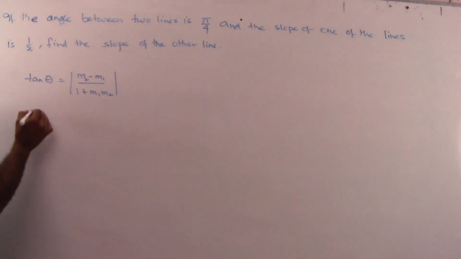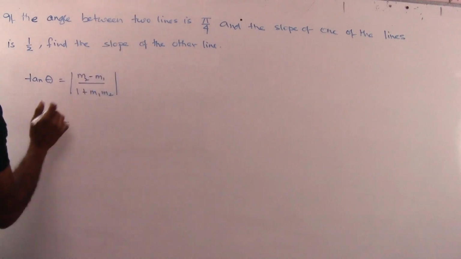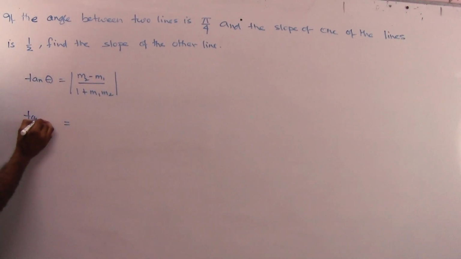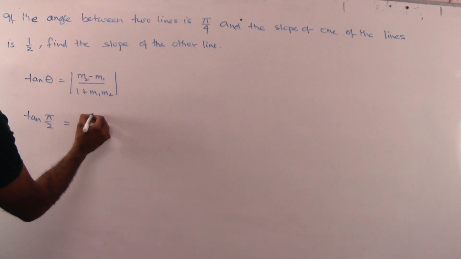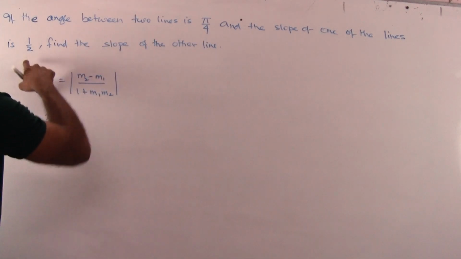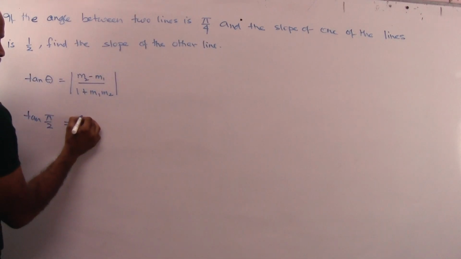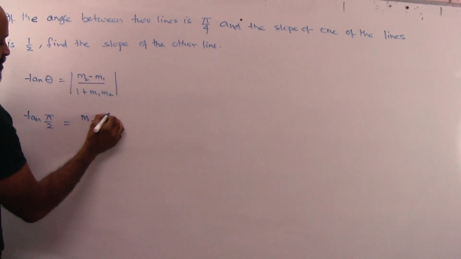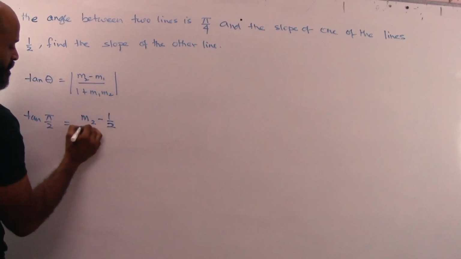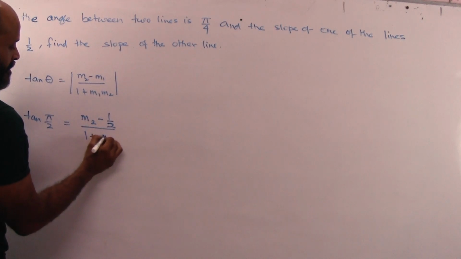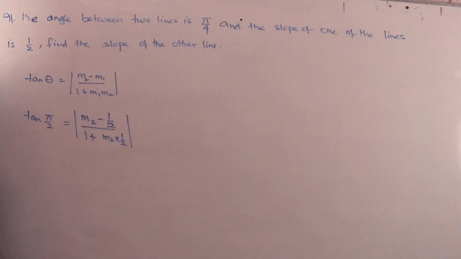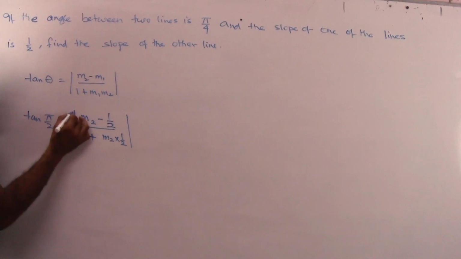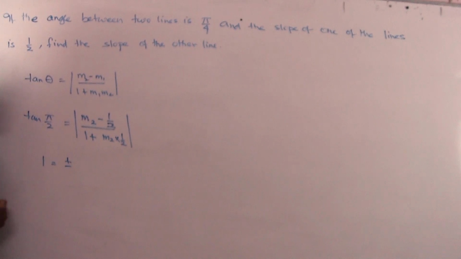Okay, so here we have the angle between the two lines, tan pi by 4, this is equal to (m2 minus m1). So one of them, the slope of the lines, is 1 by 2. So we can say here (m2 minus 1/2) upon (1 plus m2 into 1/2). Okay, so tan pi by 4 obviously is 1, and if we happen to remove the mod, we will get plus minus values, right?